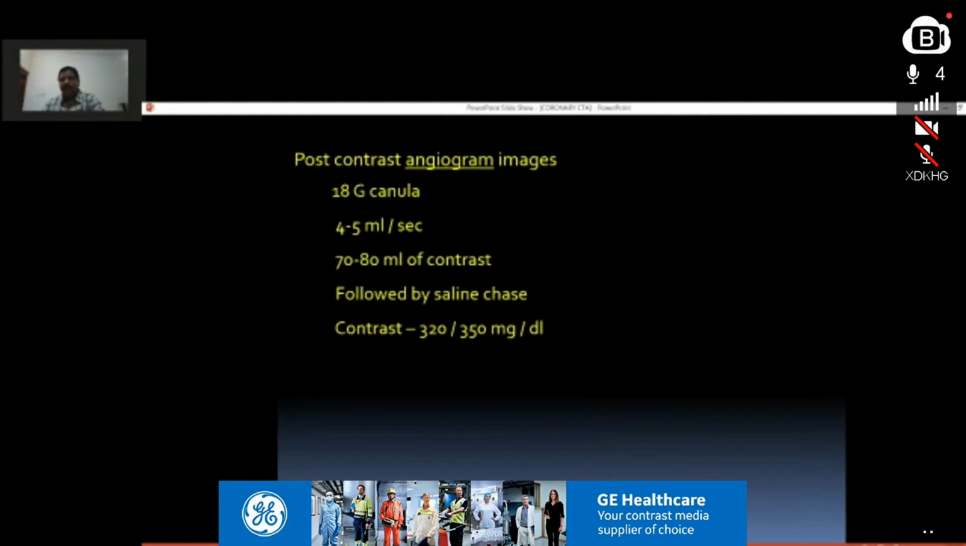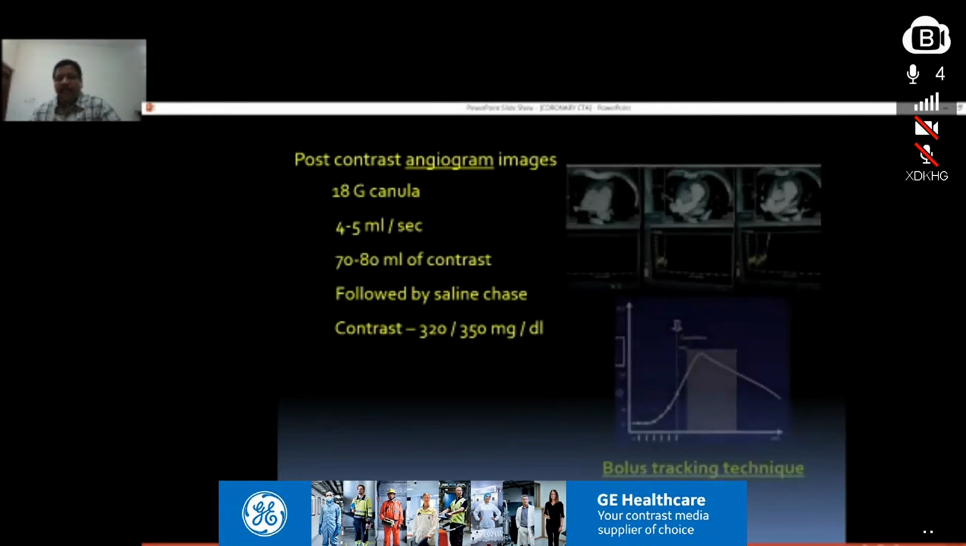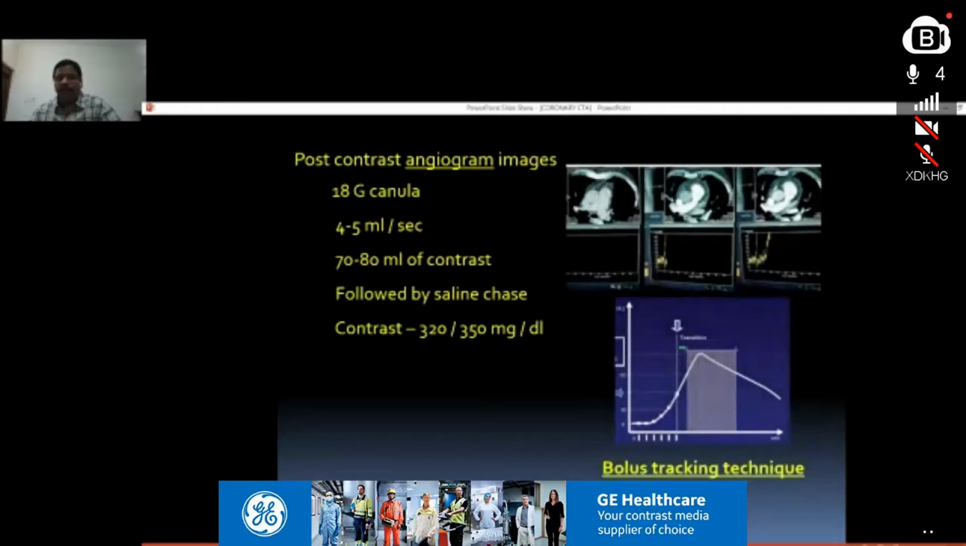Now, once you have settled down, you can start your scan and you can always reduce your FOV down. All contrast images are performed using an 18-gauge cannula. 4 to 5 ml of contrast is given per second, and the total volume of contrast that is needed is usually 70 to 80 ml of contrast. It should always be followed by a saline chase.